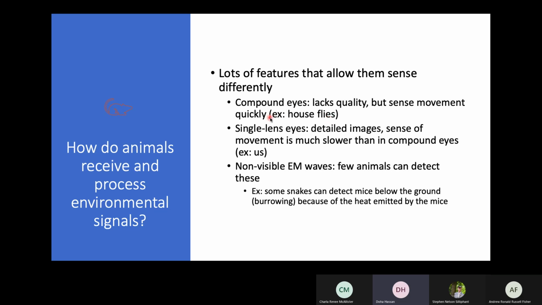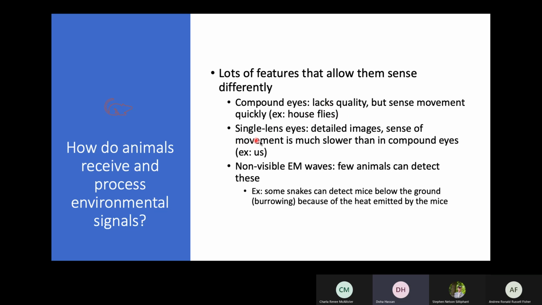So basically those are called compound eyes and they lack quality. The housefly, for example, can't see things in HD, but they're able to sense movement super, super quickly. That's really beneficial for houseflies because I don't think they care if they can see you in HD. They just care if you're running at them with a towel. They want to be able to fly away in time, but they don't necessarily need to see if you look good that day, right? So this makes sense and it's advantageous for the survival of this particular type of animal.